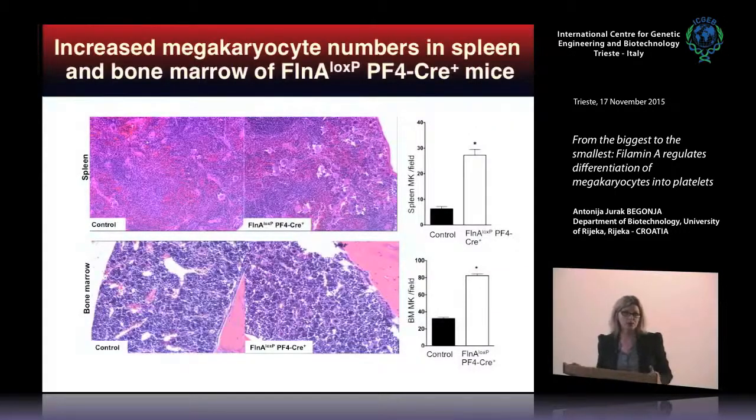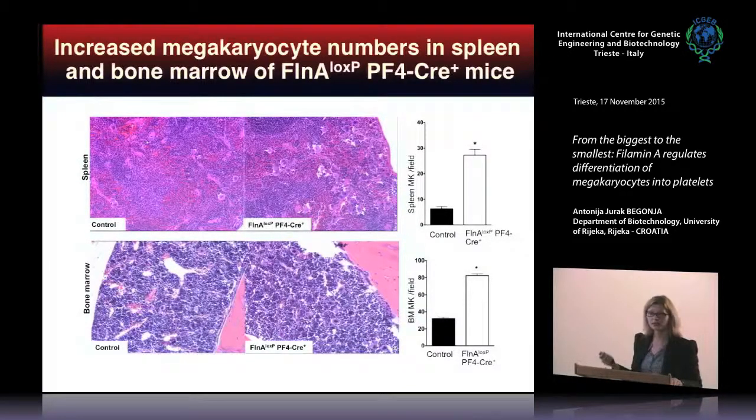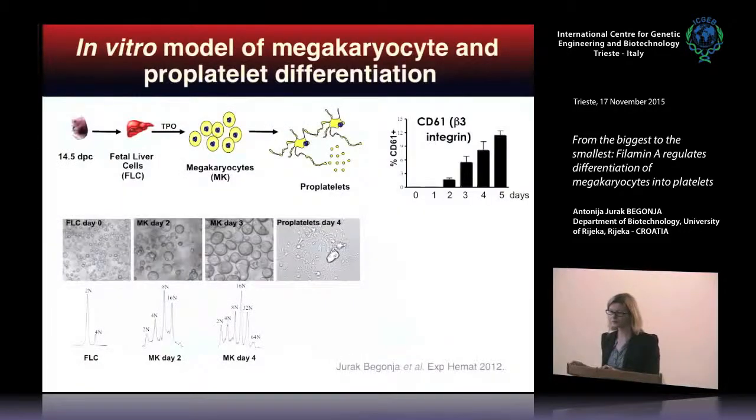So finally, until this point, we understand that platelet function is incomplete. Their counts are really low. So what is happening? We next looked at whether these mice are producing megakaryocytes in a normal way. We looked in hematopoietic organs in mice, which are spleen and bone marrow, and we could observe increased megakaryopoiesis, both in spleen and in bone marrow, in mice which are Filamin A loxP PF4 Cre.